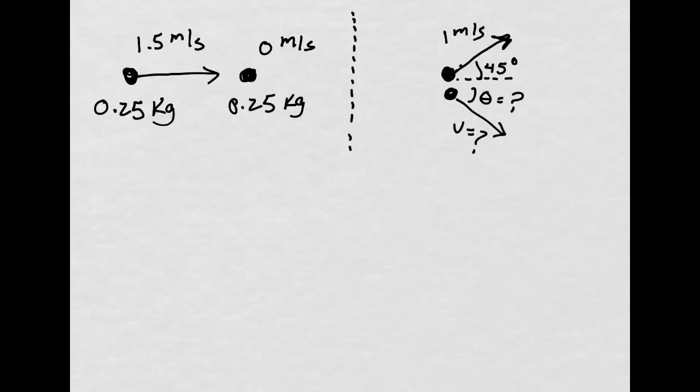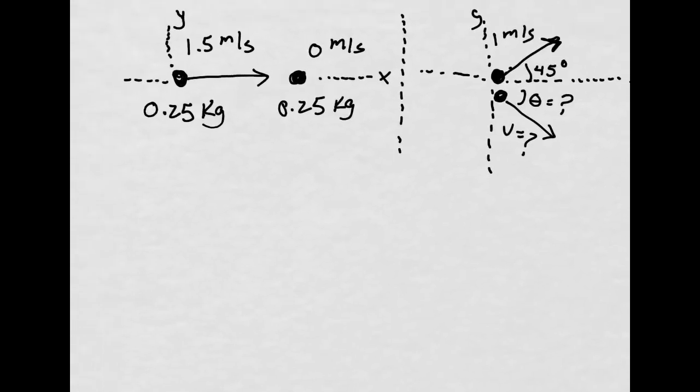Since we're going back to 2 dimensions, it's important to define our coordinate system. Right is going to be positive x, left is going to be negative x, up is going to be positive y, and down is going to be negative y. We take this to our after collision as well. We're going to call this ball A, and ball B.